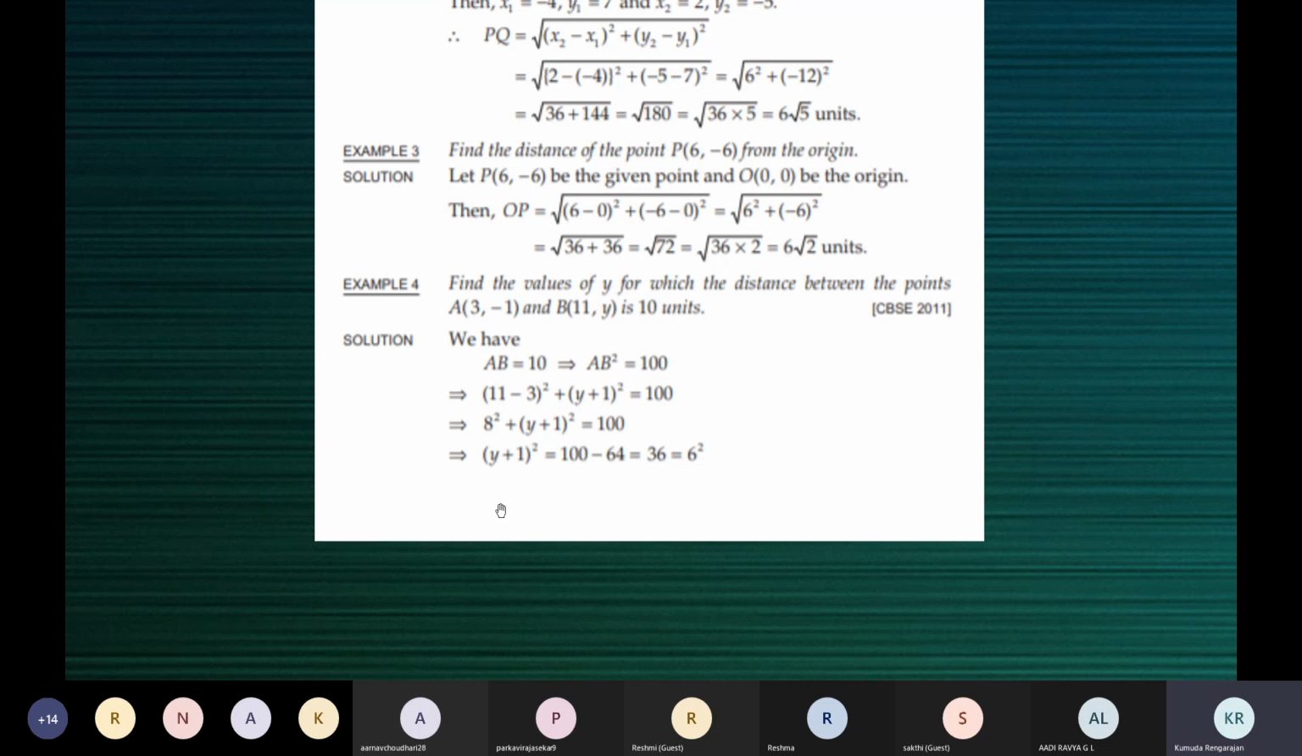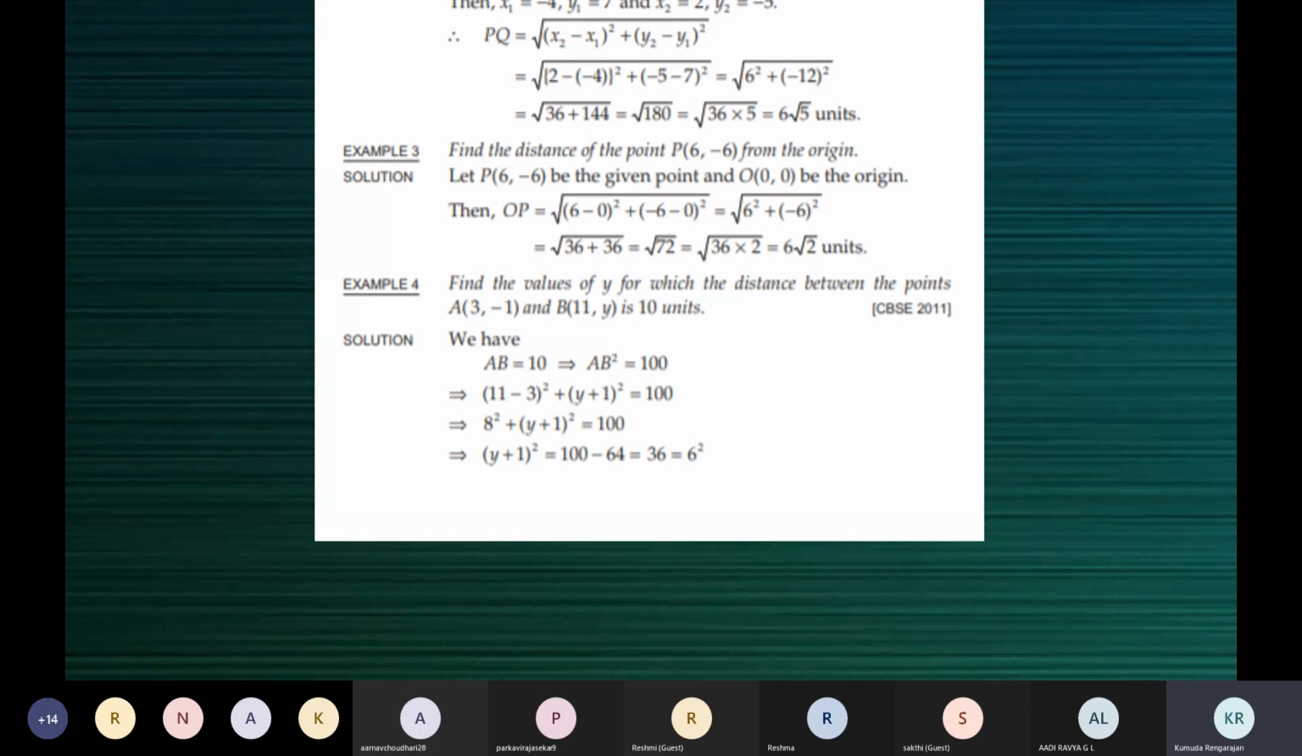Y plus 1 the whole square is equal to 36. Y plus 1 is equal to square root of 36. So y plus 1 is equal to plus or minus 6. So work once with plus 6, work once with minus 6.